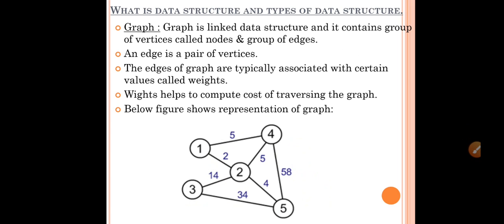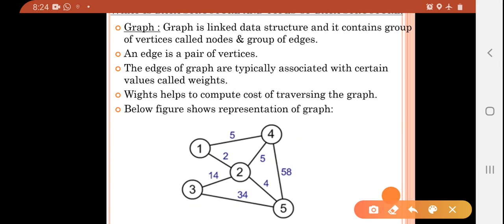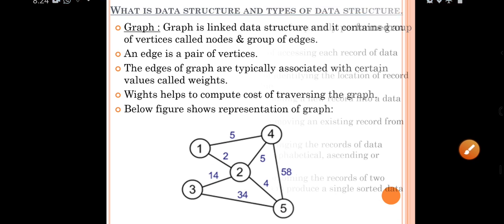Let's see the example now. Here we have 5 nodes, or we can call them 5 vertices. These are the edges, and these edges are between two nodes, or vertices. And these are the vertex values. Clear?